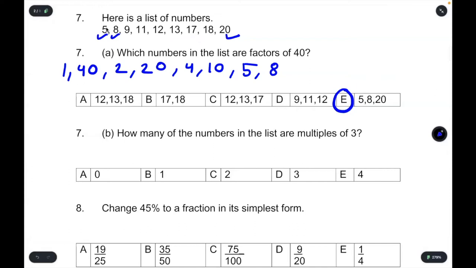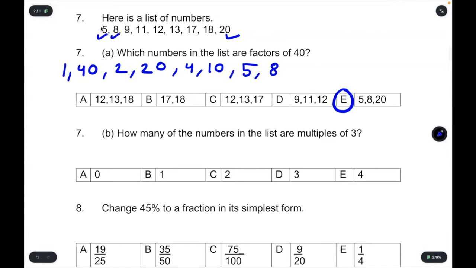So then hopefully you'd come to the same conclusion that the numbers are indeed 5 and 8 and 20, whereas the other ones do not work. 7b says, how many of the numbers in the list are multiples of 3? Which of these numbers are in the 3 times table? If they're in the 3 times table, then I'll write a little number 3 underneath it.